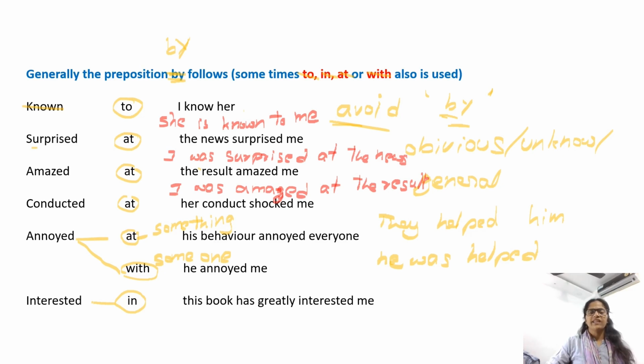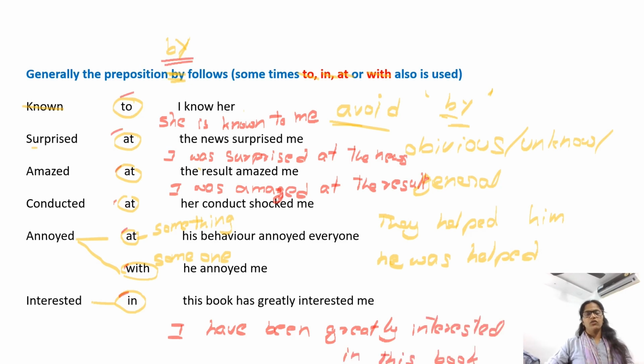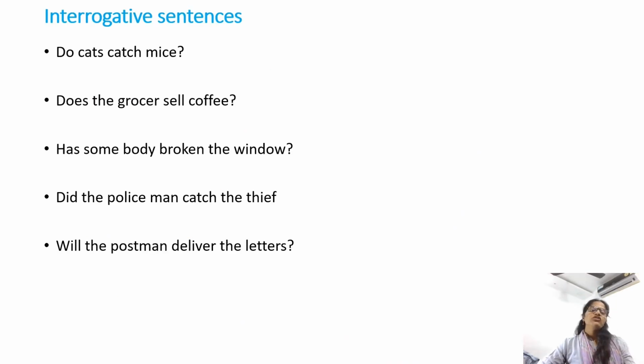This book has greatly interested me. I have been greatly interested in this book. So these are the 5 rules you need to keep in your mind whenever you change a sentence from active to passive form. How to change an interrogative sentence to its passive form? There is no change in rules.